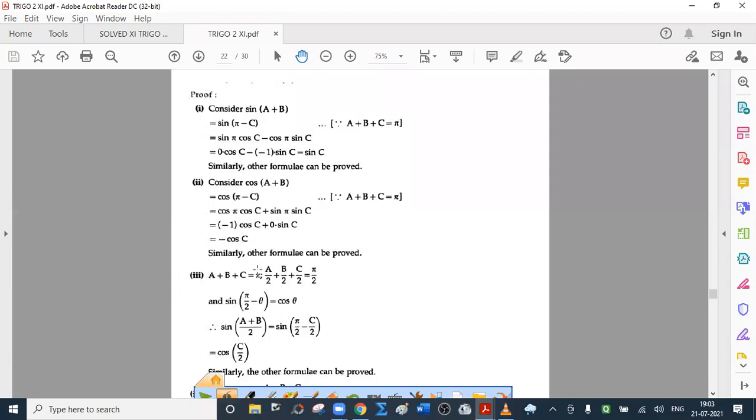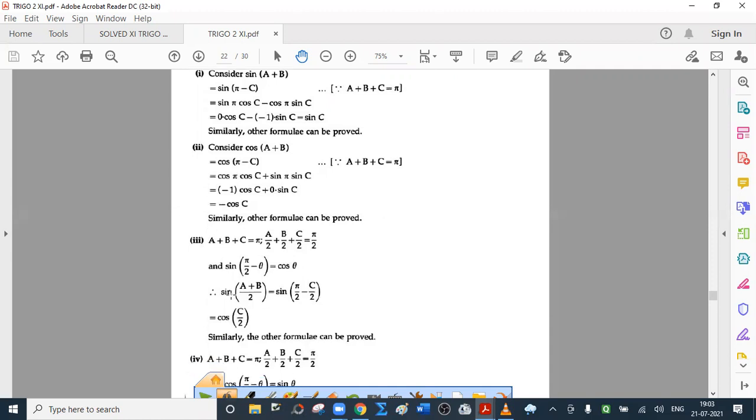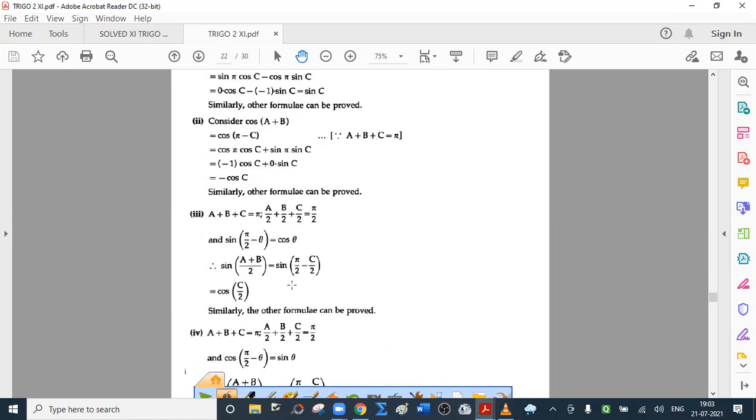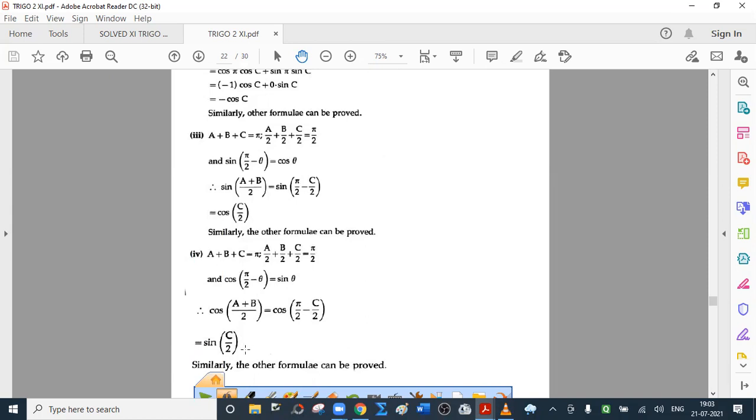Simple. Now A plus B plus C is pi, so A by 2 plus B by 2 plus C by 2 is pi by 2. So sine of A plus B by 2 is sine of pi by 2 minus C by 2. Sine of 90 minus theta is cos theta, and therefore sine of A plus B by 2 can be replaced by cos C by 2. You need not remember this. If required, we can obtain this. Okay. Similarly, what is cos of A plus B by 2? Sin C by 2.